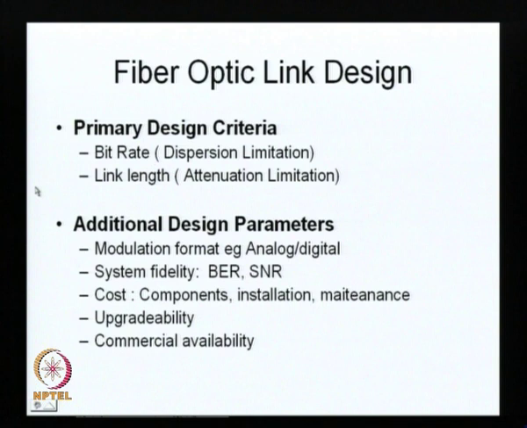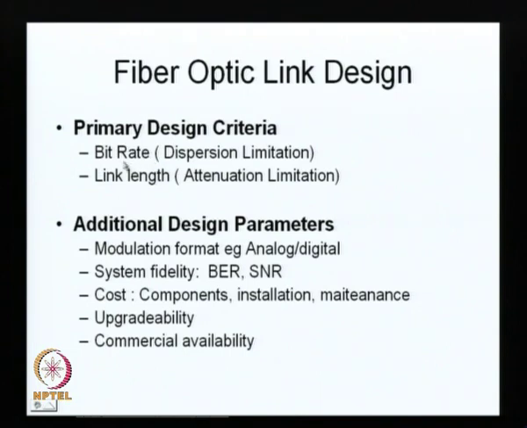So, in this lecture, we are going to discuss the optical link design. So, we have here the criteria for designing an optical link, and we can design the optical communication link based on certain criteria. We can divide these criteria into two categories. One we call the primary design criteria, which is, one, of course, the bit rate, that is the information which I can send on a given link. And since the information is going in the form of bits or pulses, higher the bit rate means more information transfer.